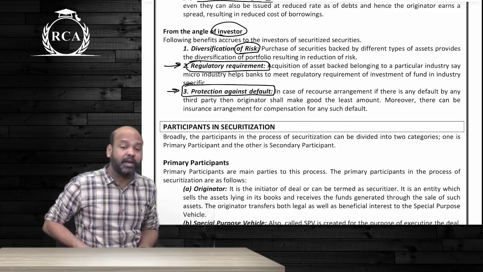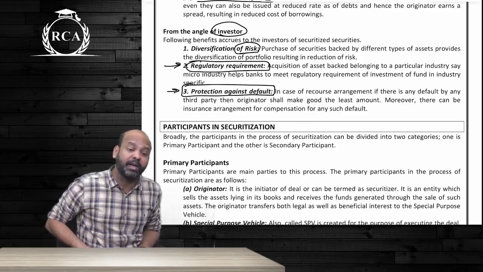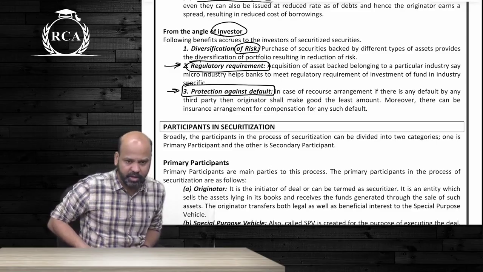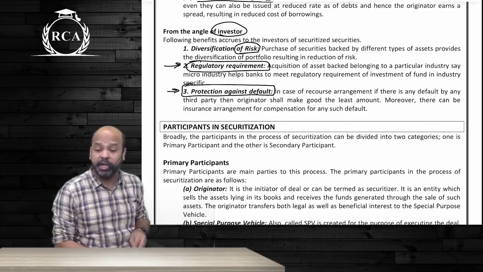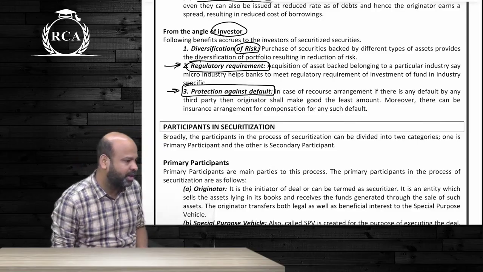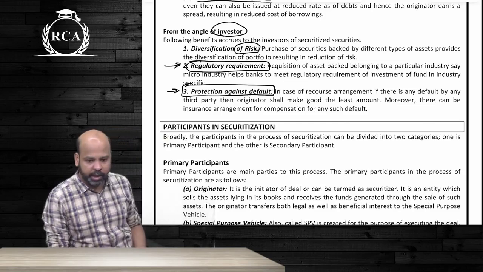In case a bank does not have any rural presence, or does not have presence in this priority sector, they can invest in securities that are backed by such priority sector loans. This way they will comply with the regulatory requirements.